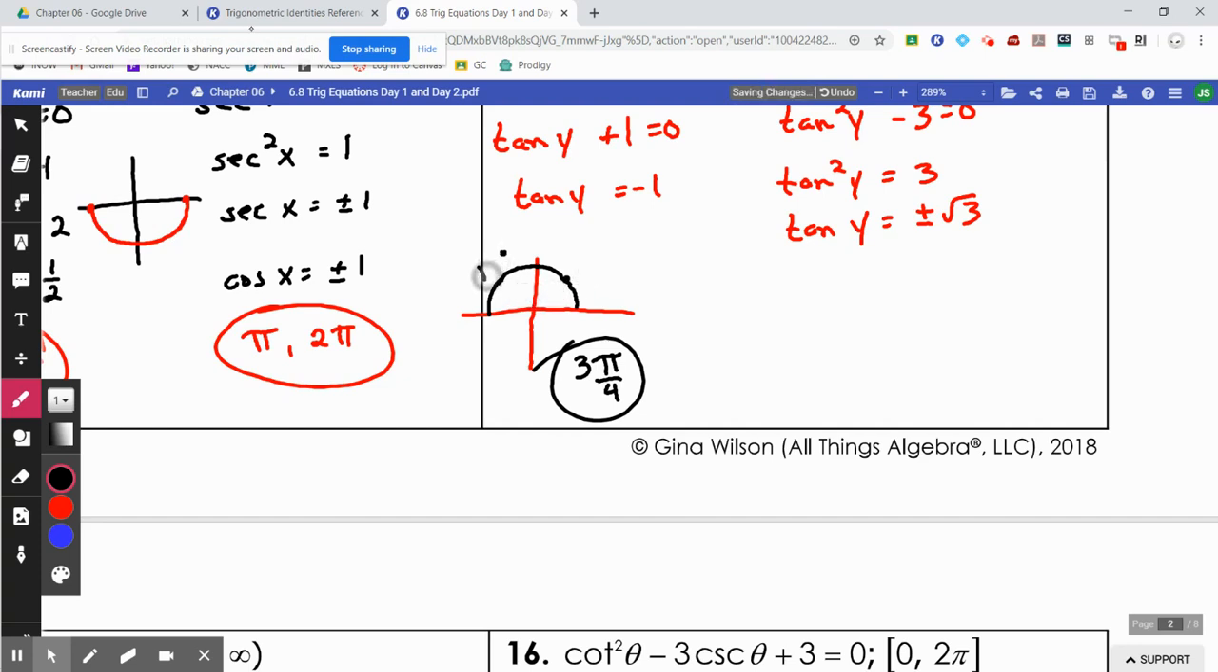Now the next one, where is tangent equal to root 3 or negative root 3? Let me erase those angles. Tangent is equal to root 3 at 60 degrees, which will be a solution because that's where it's equal to positive root 3. You're going to have an angle in the second quadrant that is also a 60-degree reference, just like the first one. That'd be a 120-degree angle, which would be 2 pi over 3. So there is all your solutions.